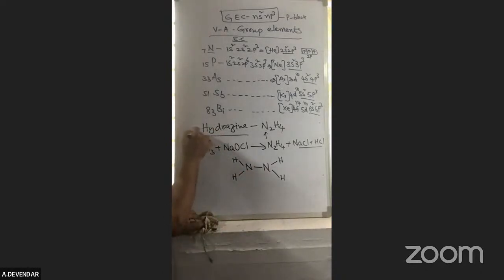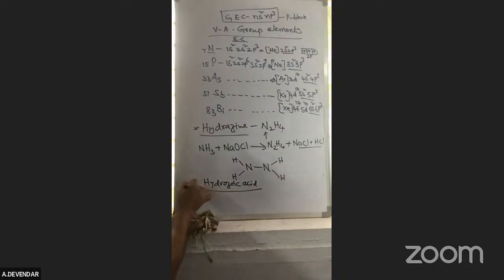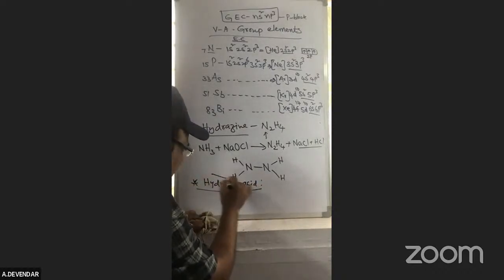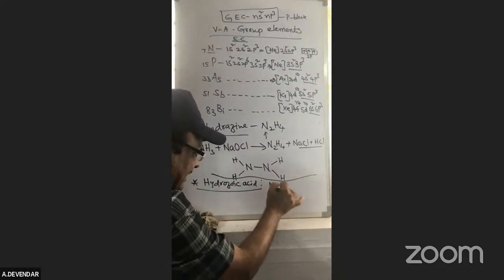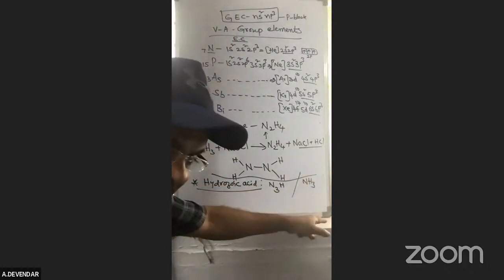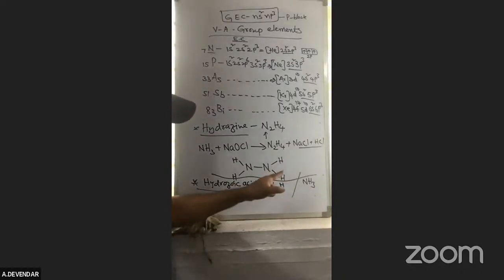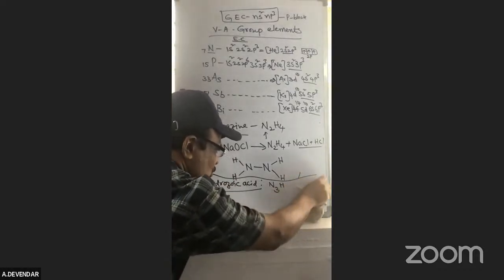Next important is hydrazoic acid. It is also very important for your examination purpose. So please remember the formula of hydrazoic acid, N3H. Ammonia is NH3. See the difference: in reverse order, N3H is called hydrazoic acid. Remember the formula of hydrazoic acid.